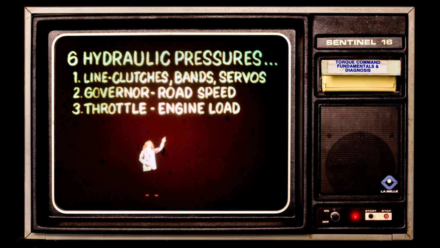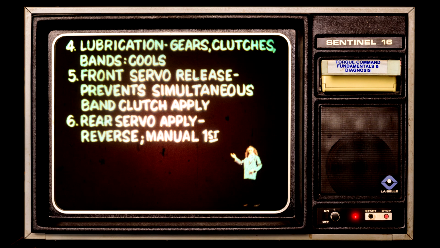Let's sum up our knowledge about the six types of hydraulic pressures described so far. Line pressure is what applies clutches, bands, and servos. Governor pressure senses road speed and tries to upshift the transmission. Throttle pressure senses engine torque load and times the upshift or downshift. Lubrication pressure lubricates gears, clutches, bands, and cools the transmission. Front servo release pressure prevents simultaneous application of the front band and the front clutch. Rear servo apply pressure is needed to engage reverse gear and manual first gear.